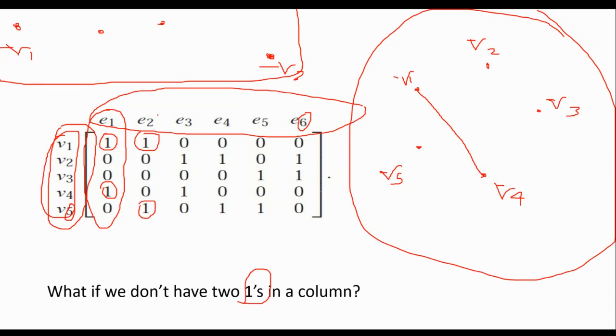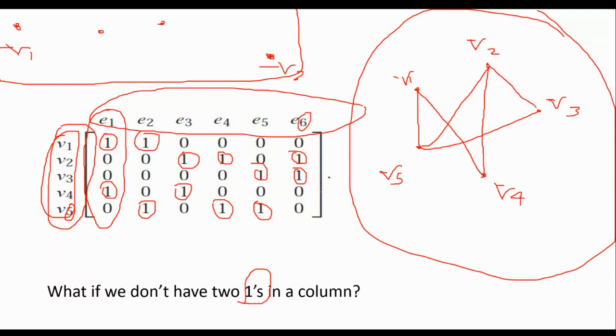You just see which vertices are inside this column, just connect them. V1 and V5, that's it. V2 and V4. Okay, next column. V2 to V5. And here I have V3 to V5. V3 to V5 is also connected. And this one, I will have V2 to V3. Okay. So this is your graph, and that's it.